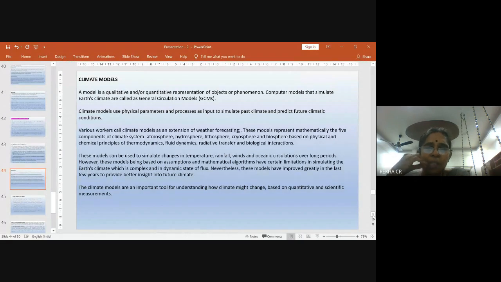These models can be used to simulate changes in the temperature, rainfall, winds, and oceanic circulations over a long period of time. These models are based on assumptions and mathematical algorithms, and they have certain limitations in simulating the Earth's climate. But of course, these models have improved greatly in the last few years to predict the future climate. So these climate models are an important tool for understanding how climate might change based on quantitative and scientific measurements.